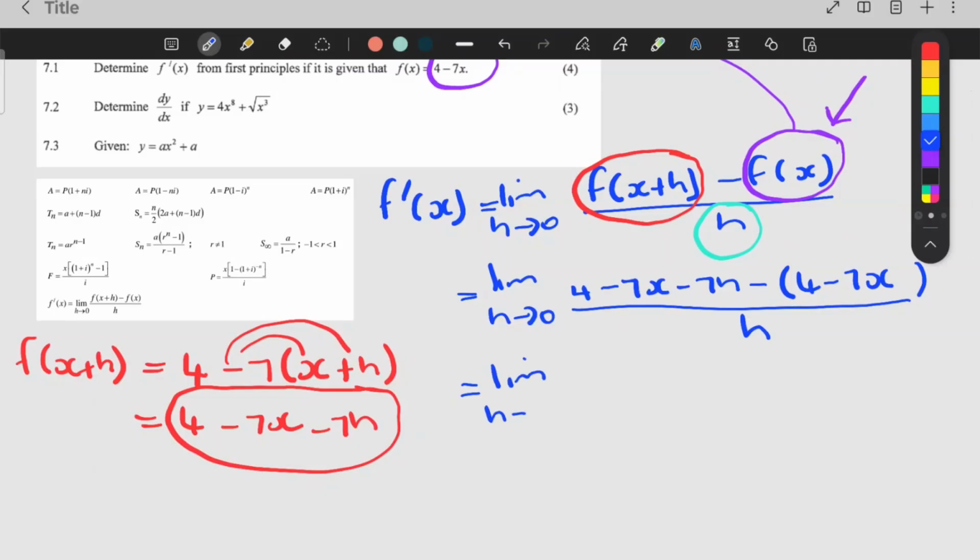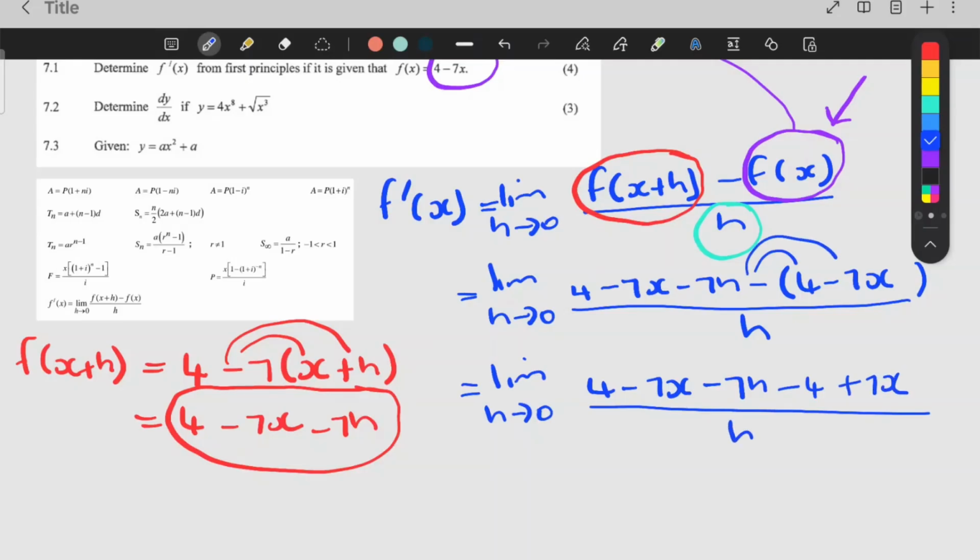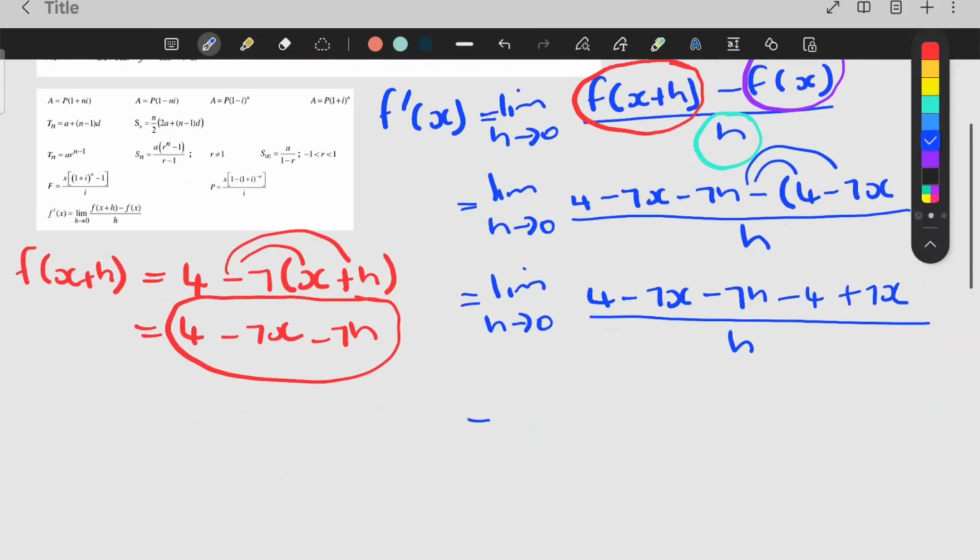So the limit as h tends to 0. So here, let's remove the brackets. This stays the same. This is minus 4. And this is plus 7x over h. Okay, brackets are removed. Let's see if we can cancel anything. Positive 4 and a negative 4 will cancel. Negative 7x, positive 7x. So now let me use blue. I am only left with negative 7h over h.